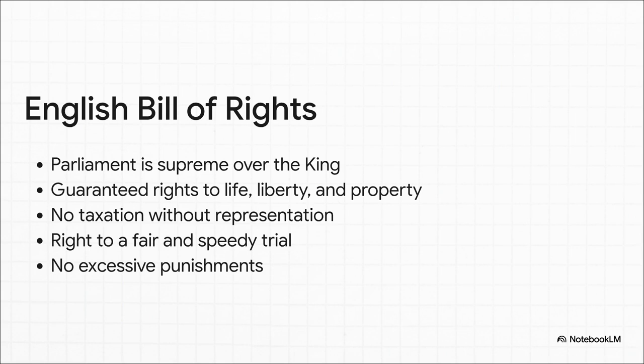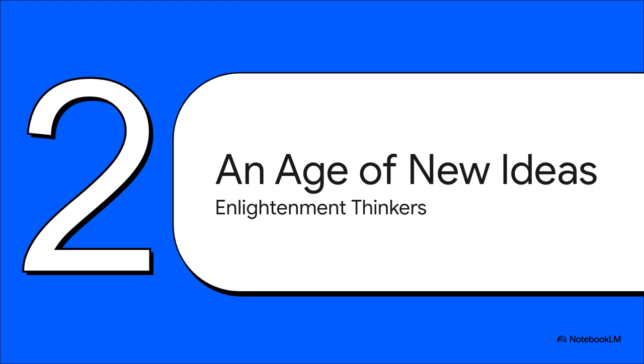All right, now let's hit the fast-forward button over 400 years to 1689. The English Bill of Rights comes along and just supercharges the ideas from the Magna Carta. It made it clear that Parliament, the people's representatives, was more powerful than the king. And look at this list: no excessive punishments, and famously, no taxation without representation. Sound familiar? It should.